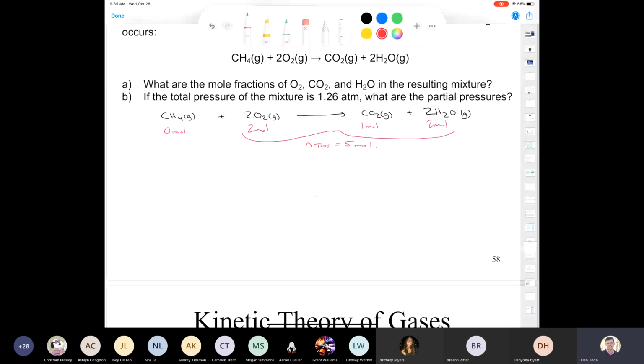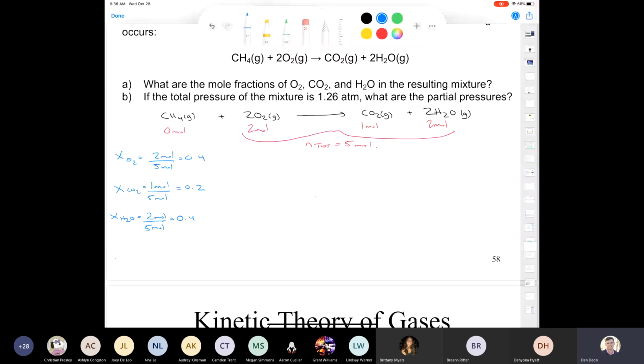So that means that the mole fraction of oxygen is going to be equal to 2 moles divided by 5 moles. So 2 over 5 is equal to 0.4. The mole fraction of CO2 is going to be equal to 1 mole over 5 moles, and that equals 0.2. The mole fraction of steam or water vapor is going to be equal to 2 moles divided by 5 moles, and that equals 0.4.